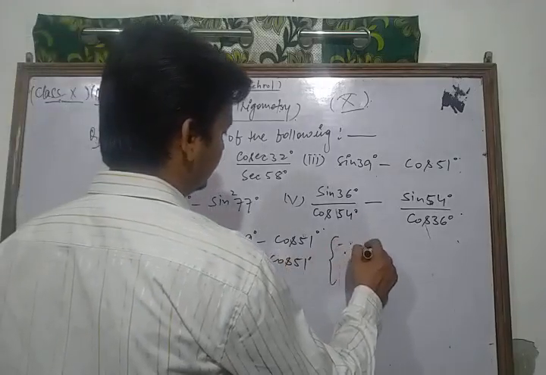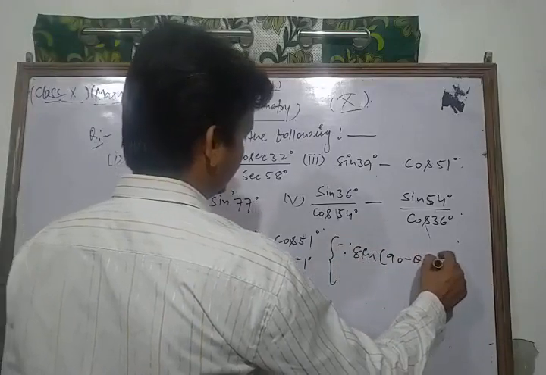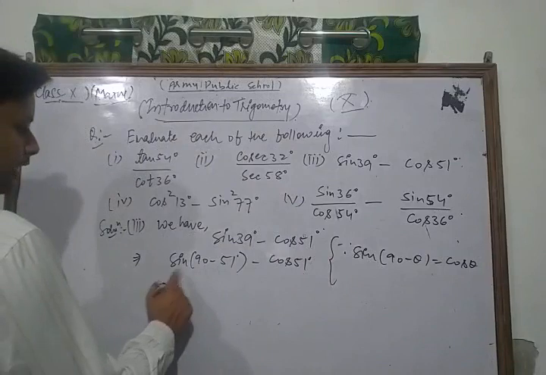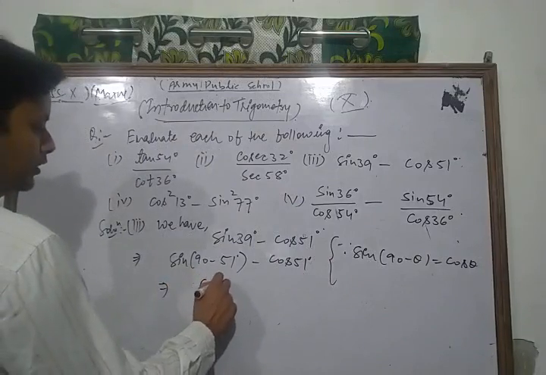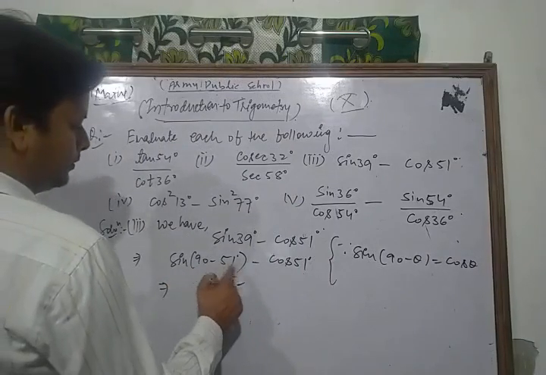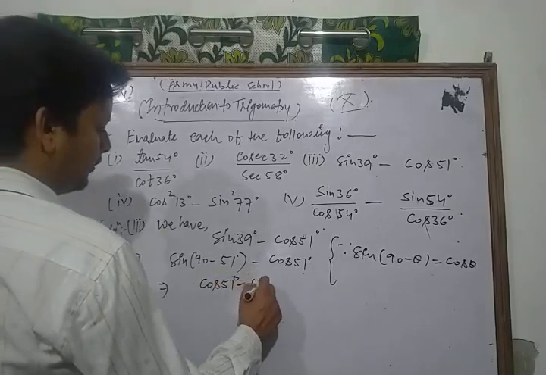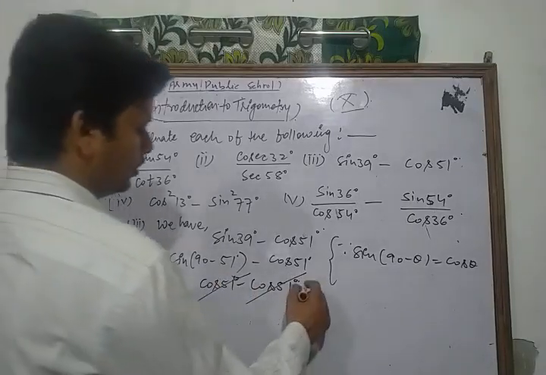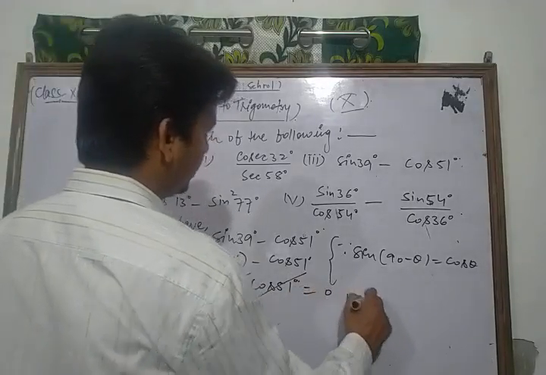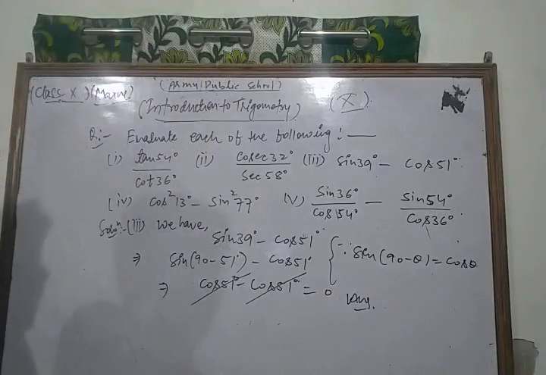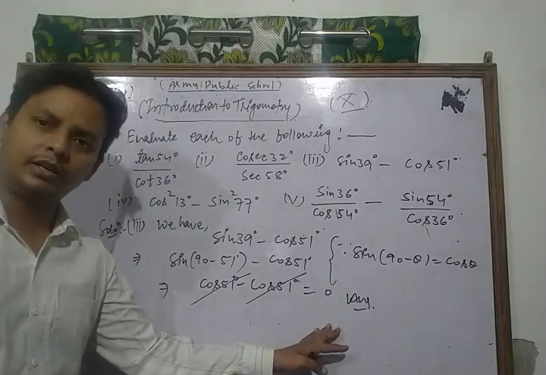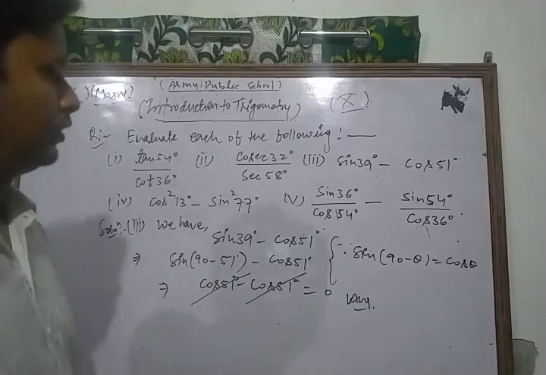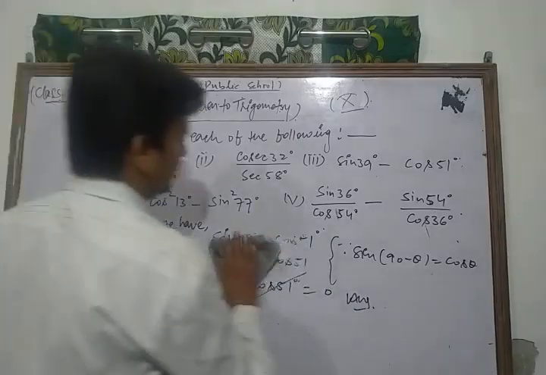Since we know that sin 90 minus theta is cos theta, and here theta is 51, we can write cos 51 degree, and cos 51 degree is written as it is. Now cos 51 cancels to each other, so we get 0. This is the required solution of the given question. We apply the formula and we simplify them. Now we take and solve the next part of this question.